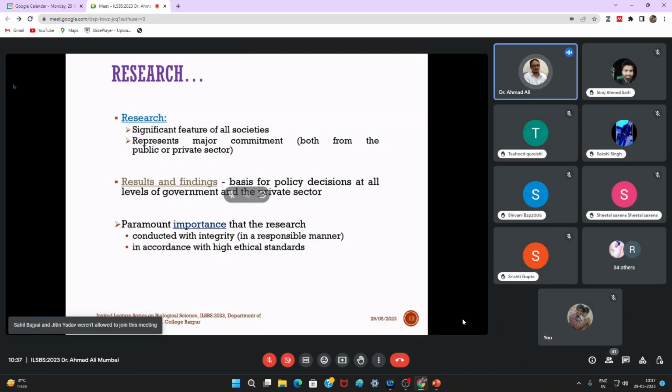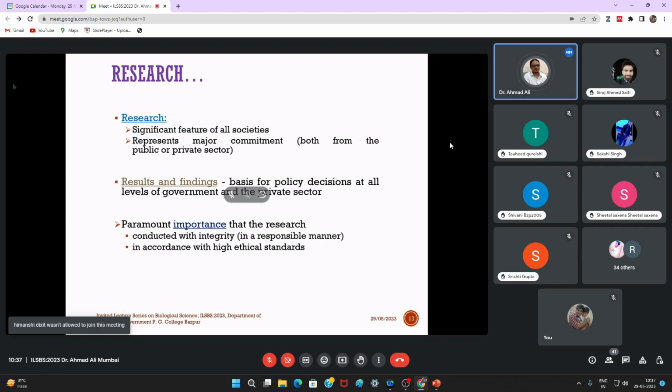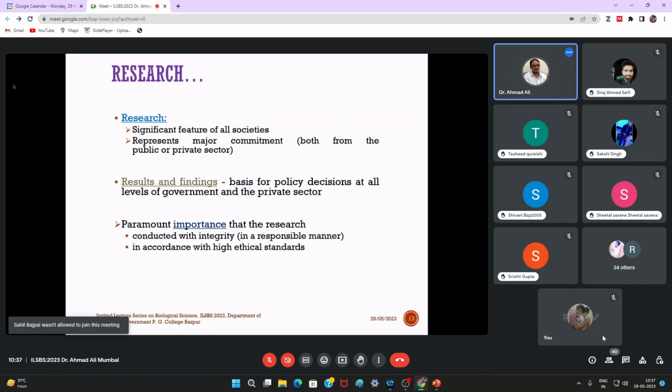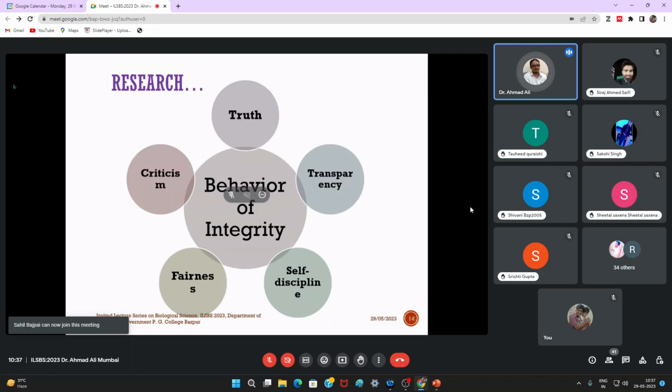So because of the dependence of the government and policymakers on research results and findings, it is very important that research is conducted with great integrity, and that's how society believes in the scientists and researchers. So it becomes very important that whatever research we are conducting is with integrity. And with the new kind of environmental setup where there is more emphasis on research, people are sometimes getting into dishonesty at various levels in various ways. So, I've just summarized it: behavior of integrity in our life is with truth, transparency, self-discipline, fairness, and criticism.